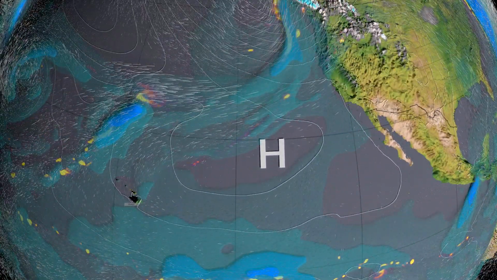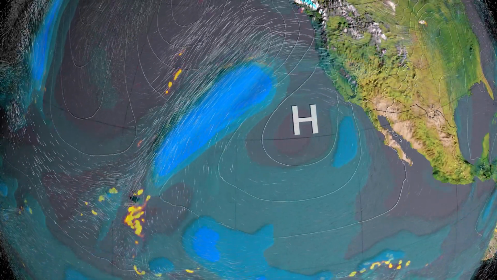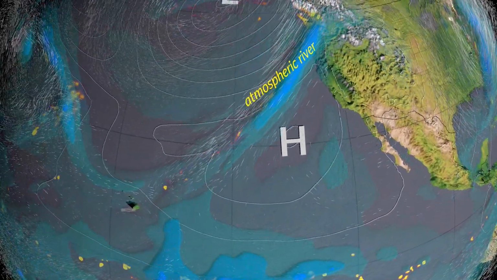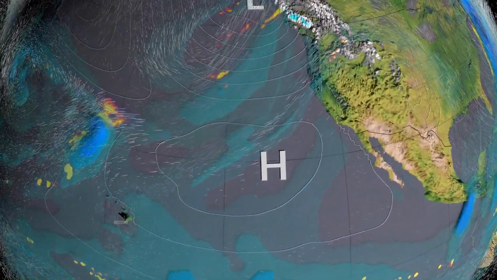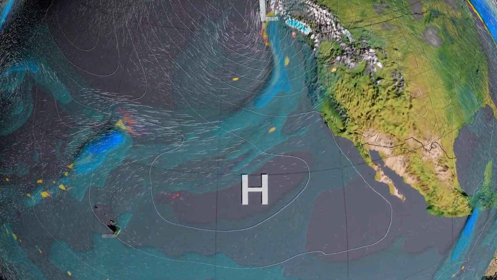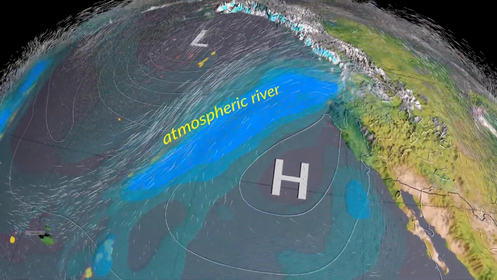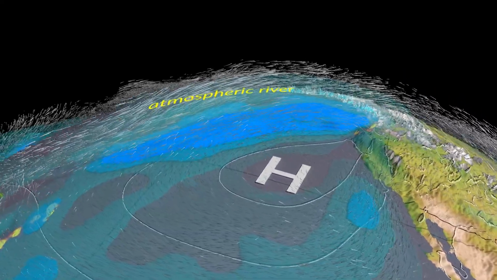A common measure for the strength of an atmospheric river is the integrated water vapor transport, or the amount of moisture that is moved from one place to another by the flow of the atmosphere. The blue shading shown here gives a three-dimensional view of the water vapor transport.